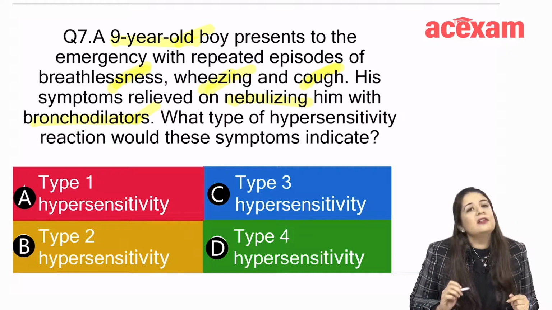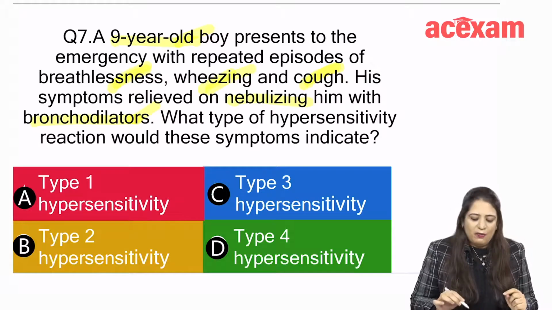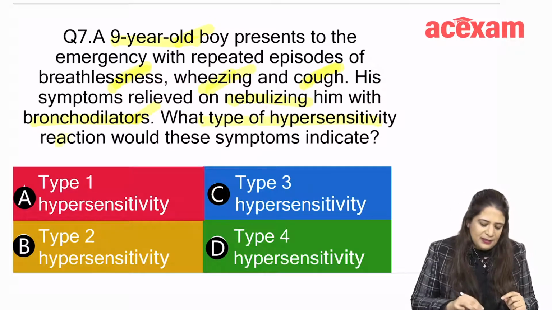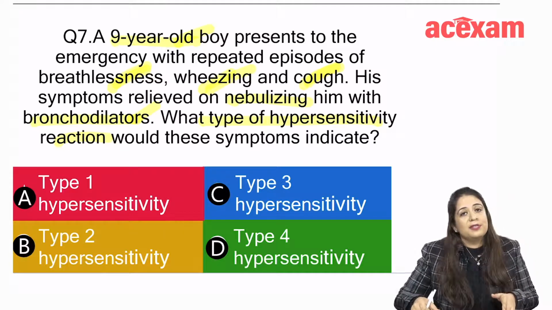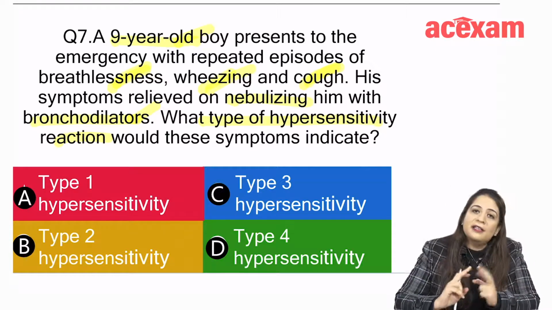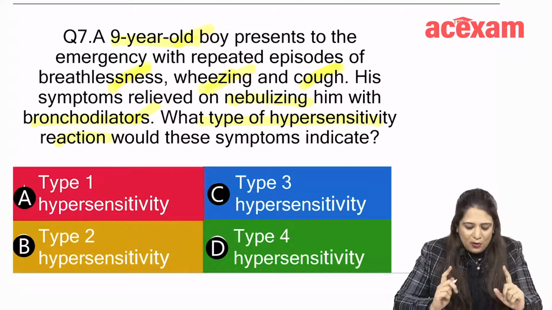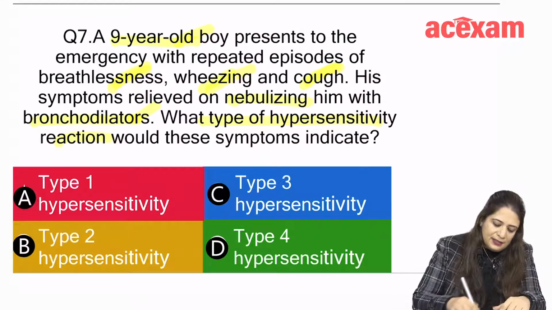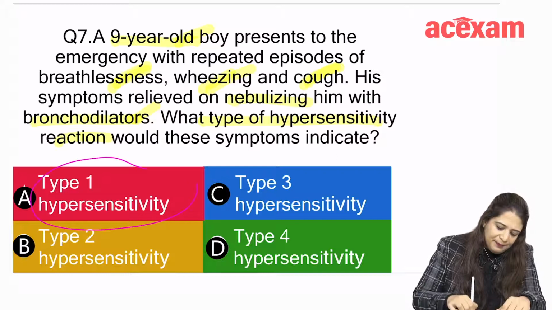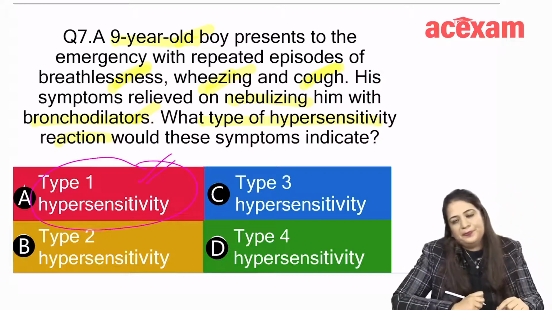The question is not what the clinical diagnosis is. The question is what type of hypersensitivity reaction these symptoms would indicate. Is it type 1, type 2, 3 or 4? So what does it indicate? Okay, so that indicates that this is a type 1 hypersensitivity reaction.